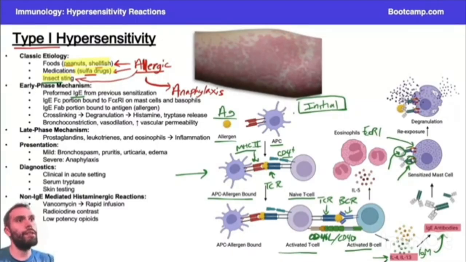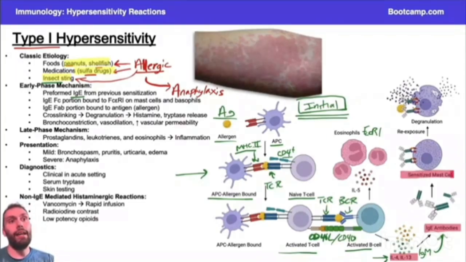Okay, so all of this stuff in green was the initial exposure, right? We got these antibodies put on the surface of our mast cells, of our basophils, all because of this process, because we were stung by a bee, for example, or we took a medication that we were allergic to, right? And the antigen presenting cell presented it to the naive T cell and caused this cascade to happen that ultimately resulted in sensitized, that's the key word, mast cells and basophils. Sensitized because now they're sensitive to this allergen.